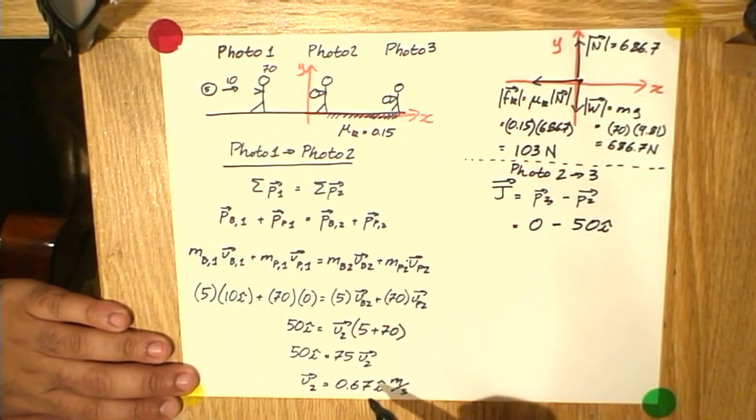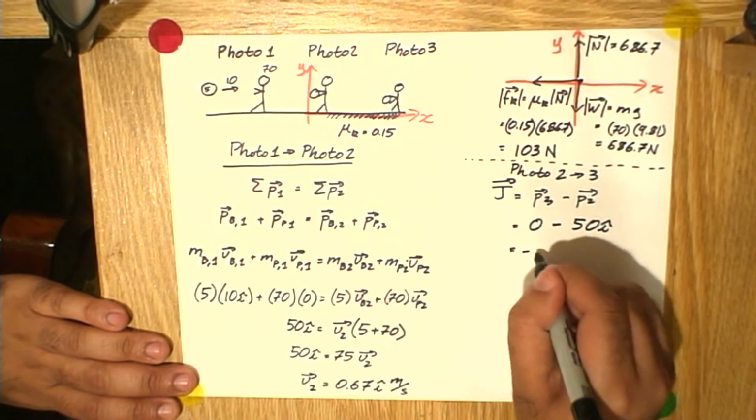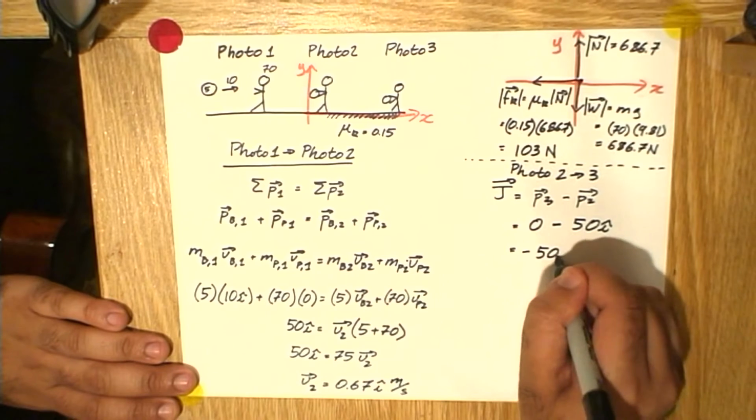Or you could just multiply it out. 75, that's the mass, multiplied by the velocity of 0.67 will also give you 50 I hat. Either way, that's what the momentum was in photo 2. So that works out to negative 50 I hat.